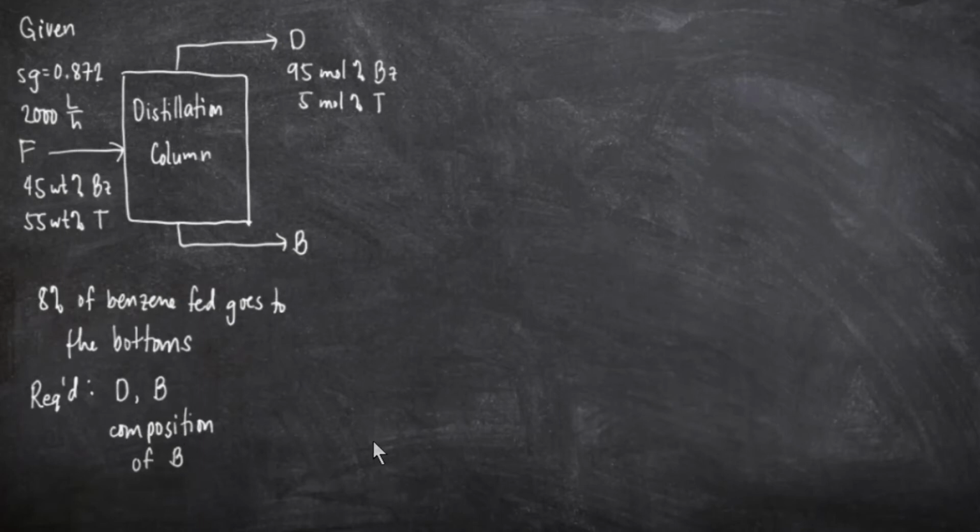As with any material balance problems, whenever the compositions and flow rates you're given do not agree with each other, you have to make them all in mass units. For example, the volumetric flow rate will be converted to a mass flow rate, and the compositions by mole in the distillate will be converted to a composition in terms of mass. Let us first set our basis to 1 hour operation. This comes from our volumetric flow rate, which is given in liters per hour. So setting a basis for 1 hour makes sense in this case.